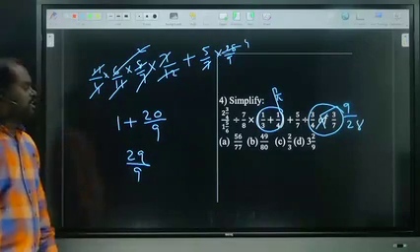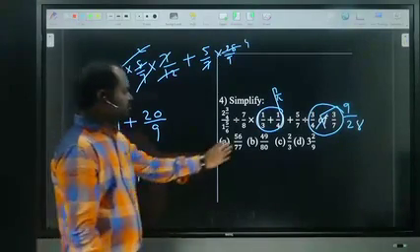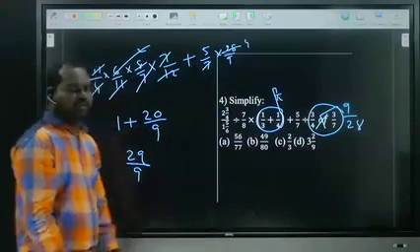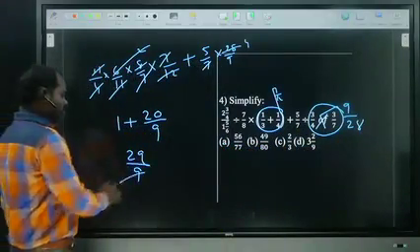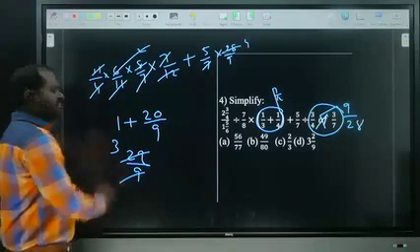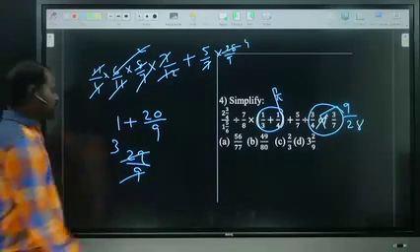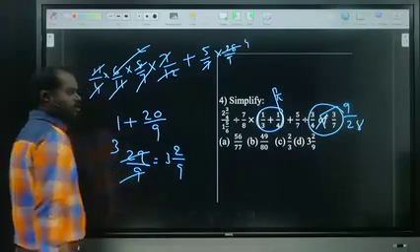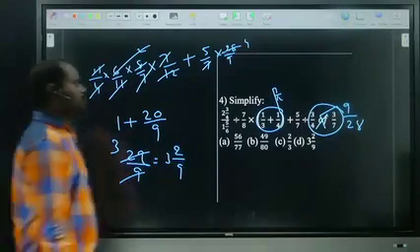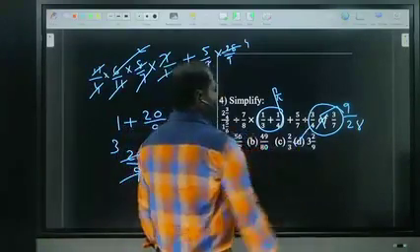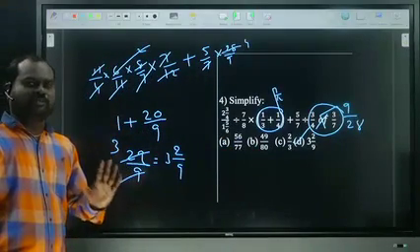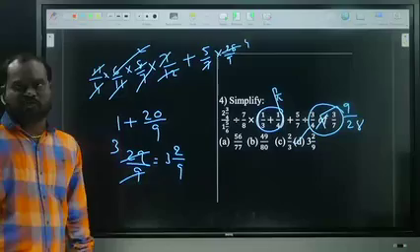But 29 by 9 is not there in your options, but one option is in mixed format. Shall we see whether we are getting that? 9 ones, 9 threes are 27, how much balance? 2. So you can write 3 2 by 9. Okay, so option D, 3 2 by 9. Whatever is possible, first of all try to reduce the steps. Next.